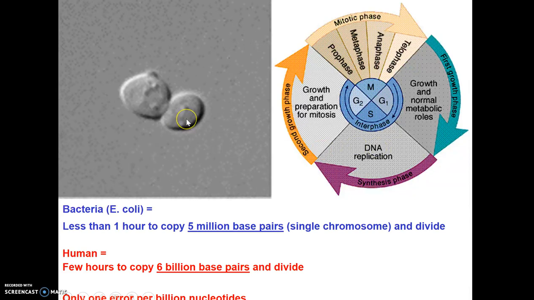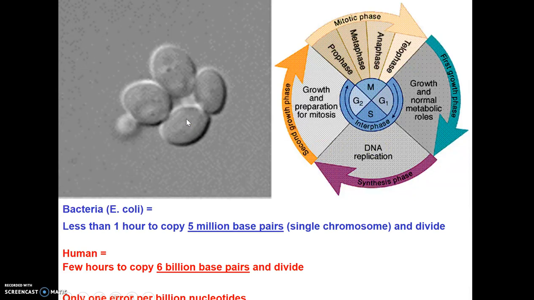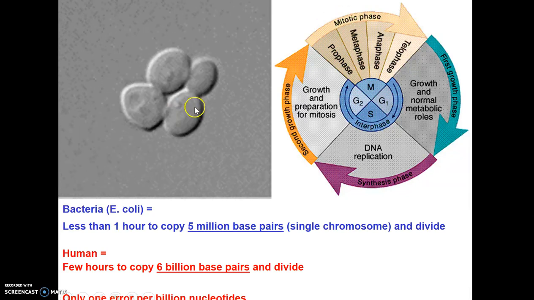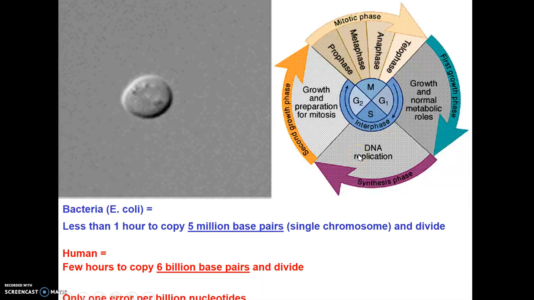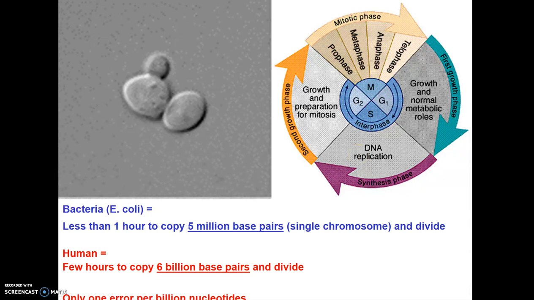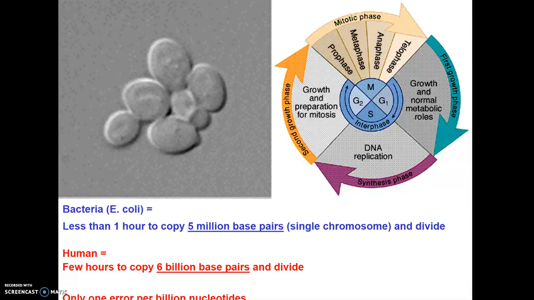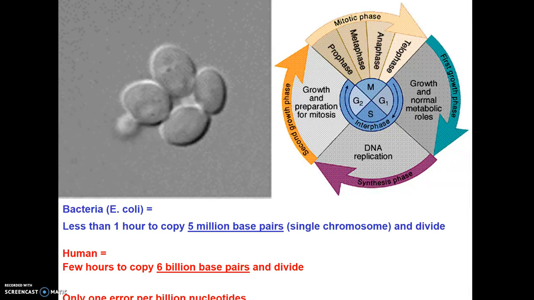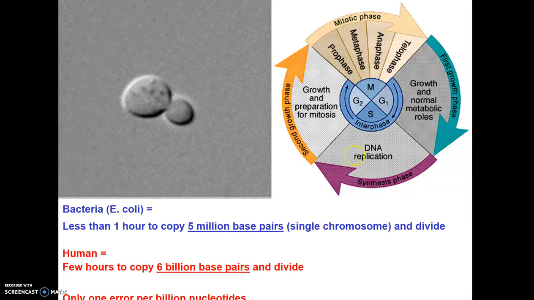So that each new cell that's formed has the same instructions, the same blueprints, the same DNA, the same genetic information, the DNA has to copy itself. And we want an identical copy so that each new cell can do its job correctly, can make the right proteins and do all of the processes that it needs to do.